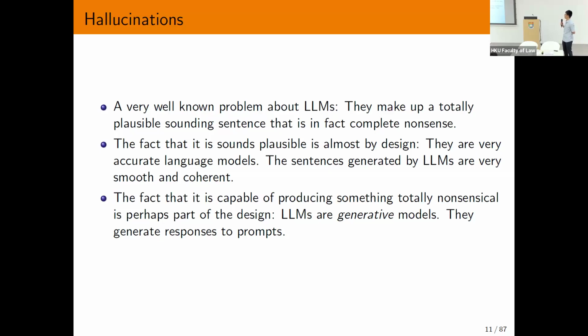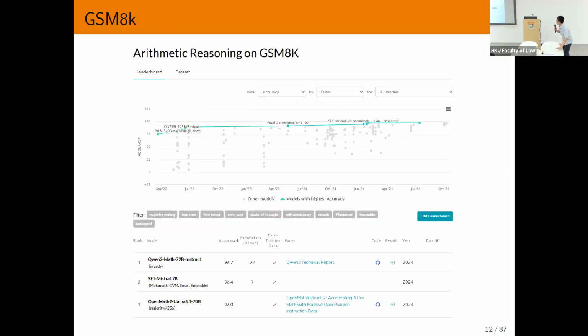It's a very well-known problem about LLMs and AI models in general, which is that they can make up a totally plausible-sounding sentence that is in fact either nonsense or inaccurate. So AI models and LLMs are known to have these problems. The fact that it sounds plausible is almost by design, because LLMs are built to be very good, coherent language models. So no matter what sentence output you get, it is going to be coherent. What they make no guarantees about is whether it's correct or not. Correctness is something else altogether. So these are different.